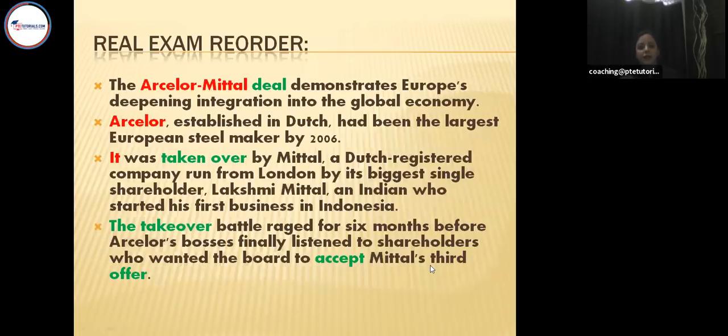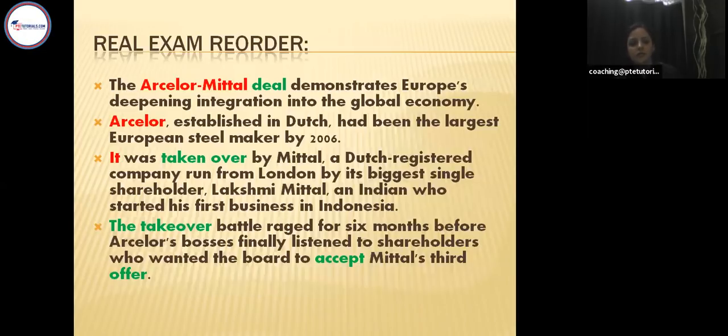Real exam order again, and this is the newest one. The ArcelorMittal deal. D is there. Means I need something. ArcelorMittal, collaboration of two things. Arcelor is something else and Mittal is something else. After that, they are saying Arcelor established in Dutch. Established means they're talking about the year in which it was established. In Dutch, had been the largest European steel maker by 2006.